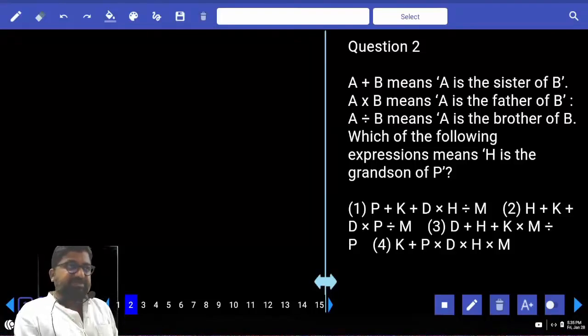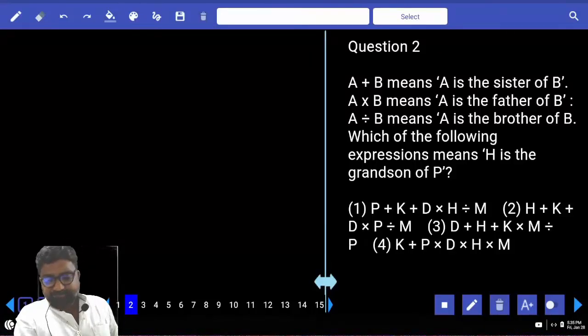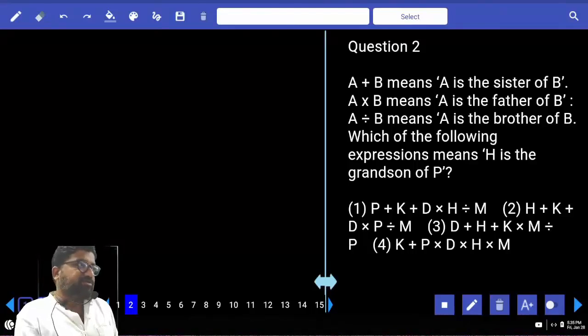Before I solve this question, what I suggest to you is, don't blindly solve from 1, 2, 3, 4. This type of questions I suggest you to solve from reverse. Or else you can also go from first. But behave a little smartly.